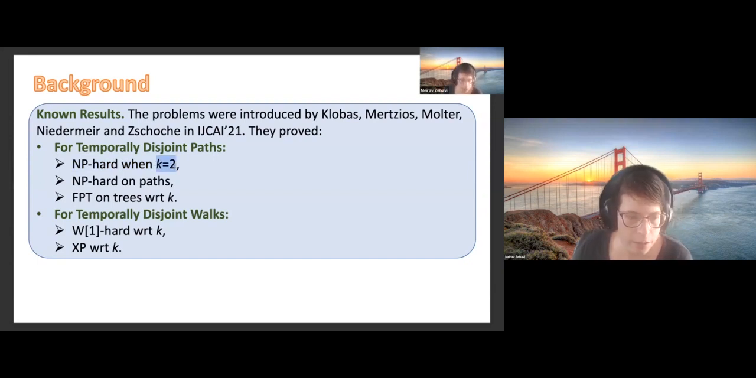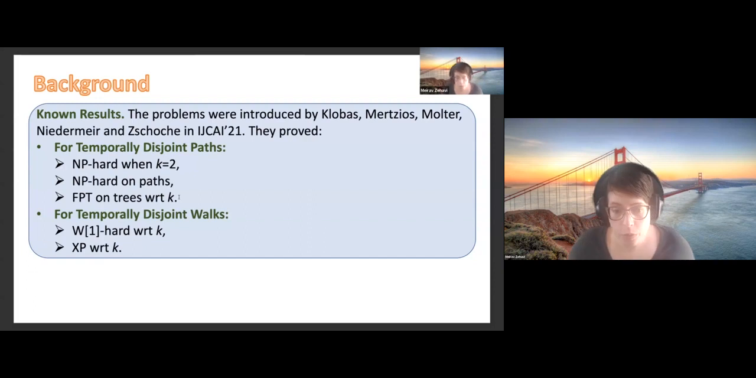This is for general graphs. It's even NP-hard for paths, but then not for k equal to 2, but for general k. But on the positive side, it is FPT for trees with respect to k, the number of terminal pairs. We can get a running time of the form f(k) times poly(n).